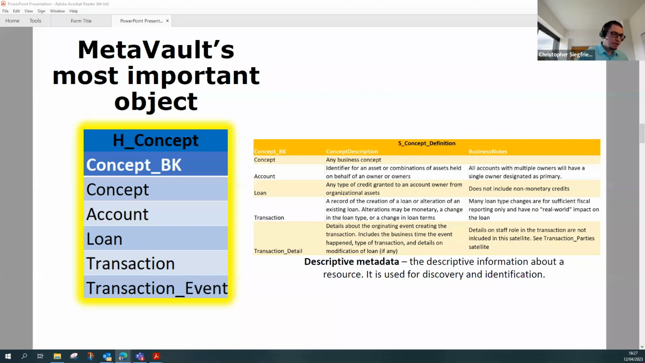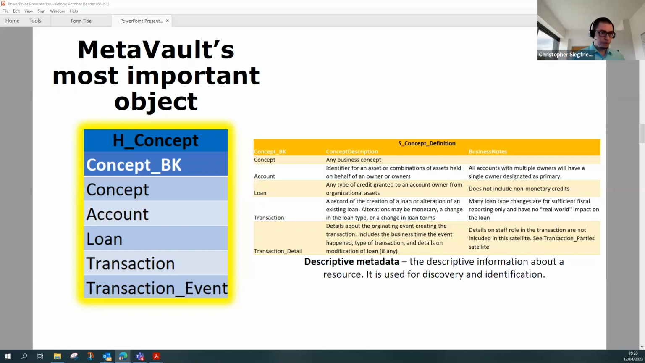And this type of metadata is generally called descriptive metadata, right? We're helping ourselves identify where something is and what it is. Even if we didn't know the definition of transaction and we knew it had to do with loans, we could leverage our descriptive information about concepts to try to find the right business term.